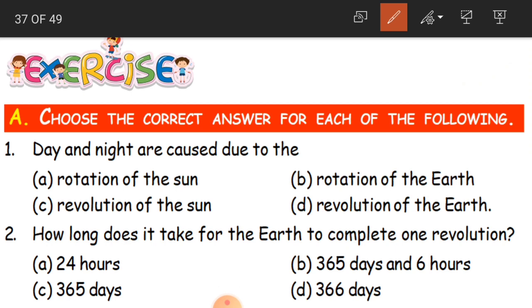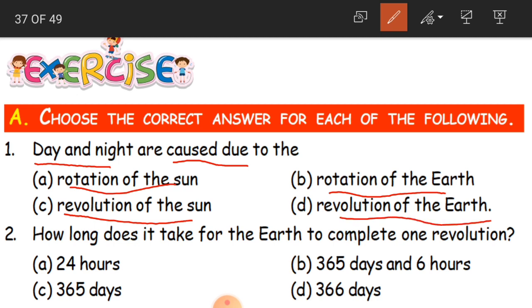Okay, these are the multiple choice questions. You have to choose the correct answer from the options. The first one is, day and night are caused due to the. Options are rotation of the sun, rotation of the earth, revolution of the sun and revolution of the earth. What will be the answer children?